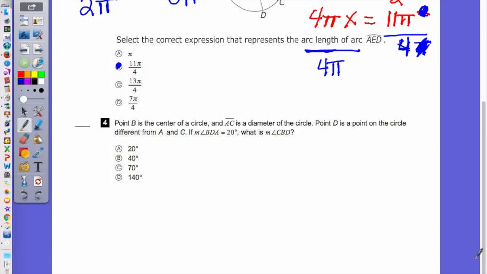Number 4. Okay, so for number 4, here's what you got to do. First thing you got to do, when you don't have a clue what to do, does anybody know what you do when you don't have a clue? Who said it? What did you say, Rama? Draw it out. Draw a diagram.